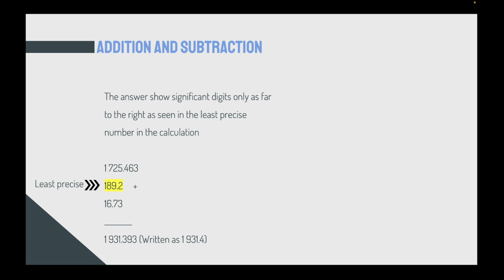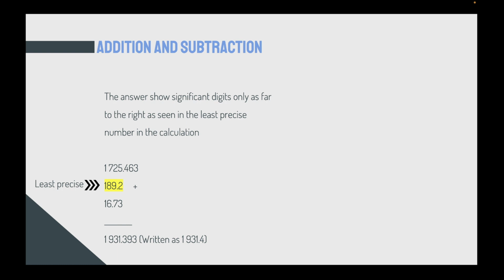Now for addition and subtraction, the answer should show significant digits only as far to the right as seen in the least precise number in the calculation. What does that mean? If you have 1,725.463, you add it to 189.2 plus 16.73, you see here 189.2 is the least precise. Remember we talked the more digits you got, the more precise the number is. So that's your least precise. Now your result would be with 3 digits to the right of the point. So it would be 1931.393 that you would write as 1931.4.